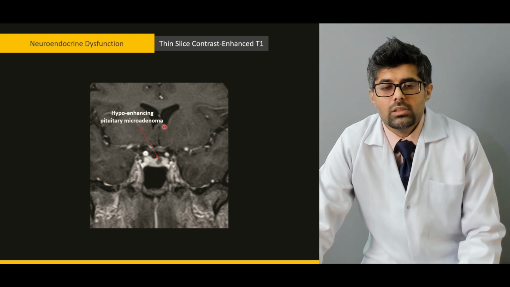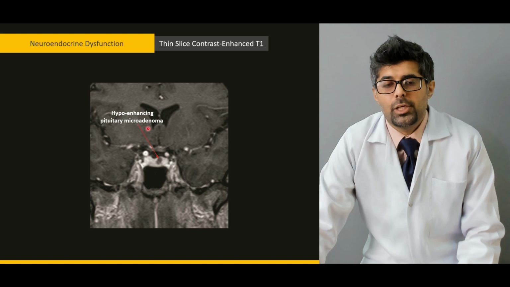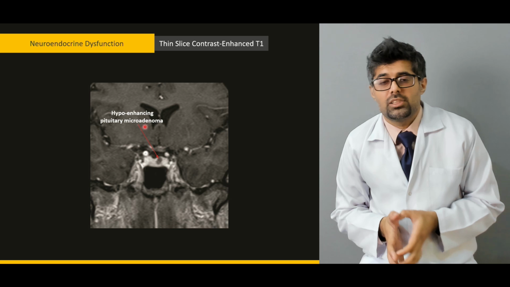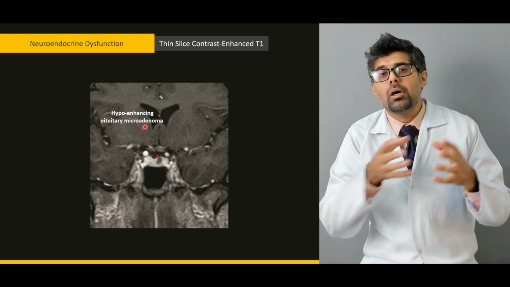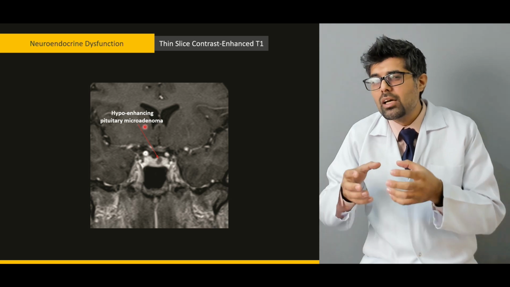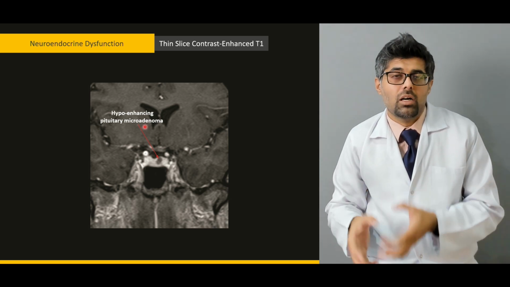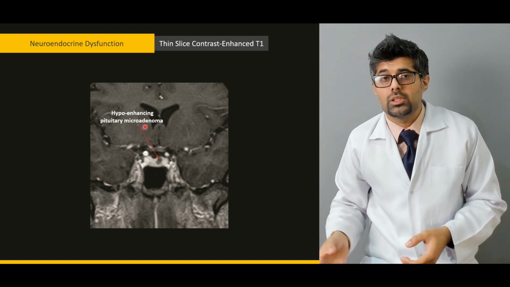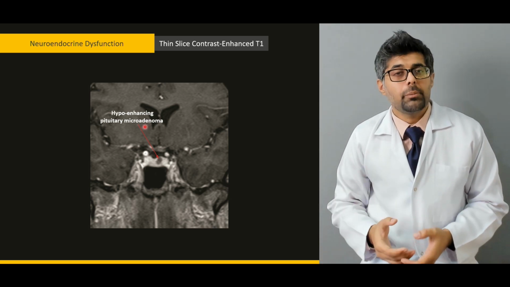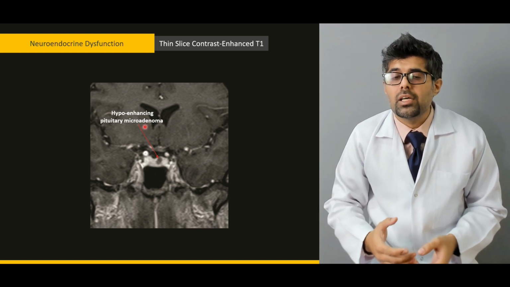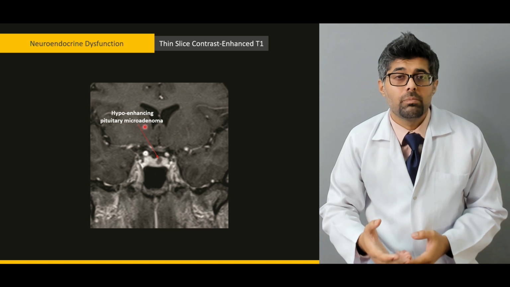Now, this is a microadenoma of the pituitary gland which is hypoenhancing. In my previous lecture, I stated that all pituitary adenomas are categorized either as macro or microadenomas. Less than 1 centimeter, they are microadenomas. More than 1 centimeter, they are macroadenomas.